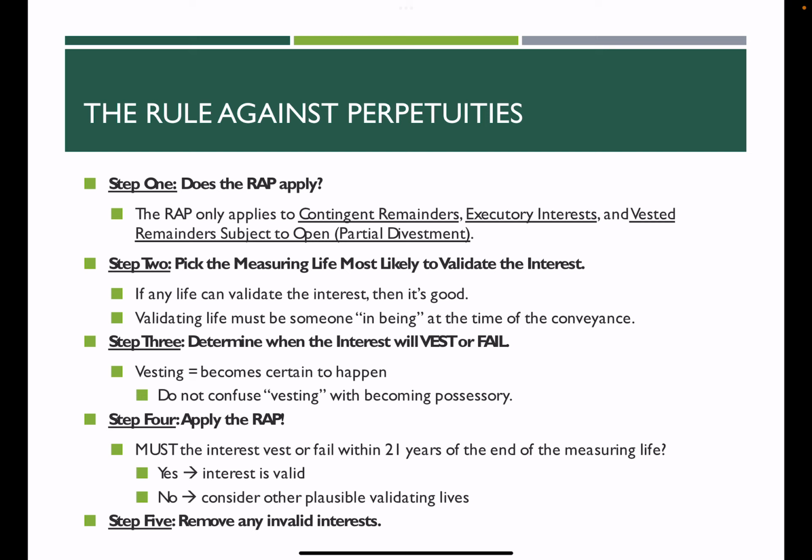So moving on to step 3, then you determine when the interest will vest or fail. Make sure not to confuse vesting with when an interest becomes possessory. Vesting just means when something is certain to happen. So for example, if the problem said O to A, then to A's first child, and A has 3 kids, then that is a vested interest because A has a first child, but it's not a possessory interest yet.